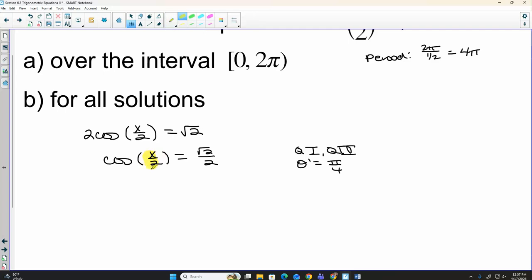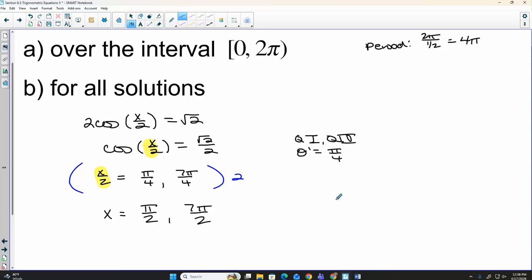Okay. This is where it's slightly different. Not really, but my angle is x over 2. So when I set this up, x over 2 can equal pi over 4 in quadrant 1. In quadrant 4, 7 pi over 4. So nothing has changed so far. It's just like the other problems. If I'm solving for x, what do I have to do now? So to get x by itself, I'm now going to multiply everything by 2. So I get pi over 2 and 7 pi over 2.